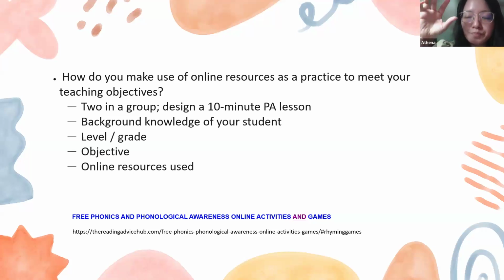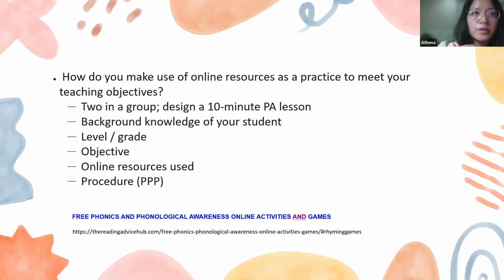You have to set up your objective and what are the sounds or what are the abilities you want them to learn today. For example, we talk about the concept of onset and rhyme. If you're going to teach students the concept of onset and rhyme, what resources can you use and what instruction are you going to do? So think about the 3P, the procedure. Within 10 minutes, you still need to run through and prepare students for production. So preparation, presentation and production.